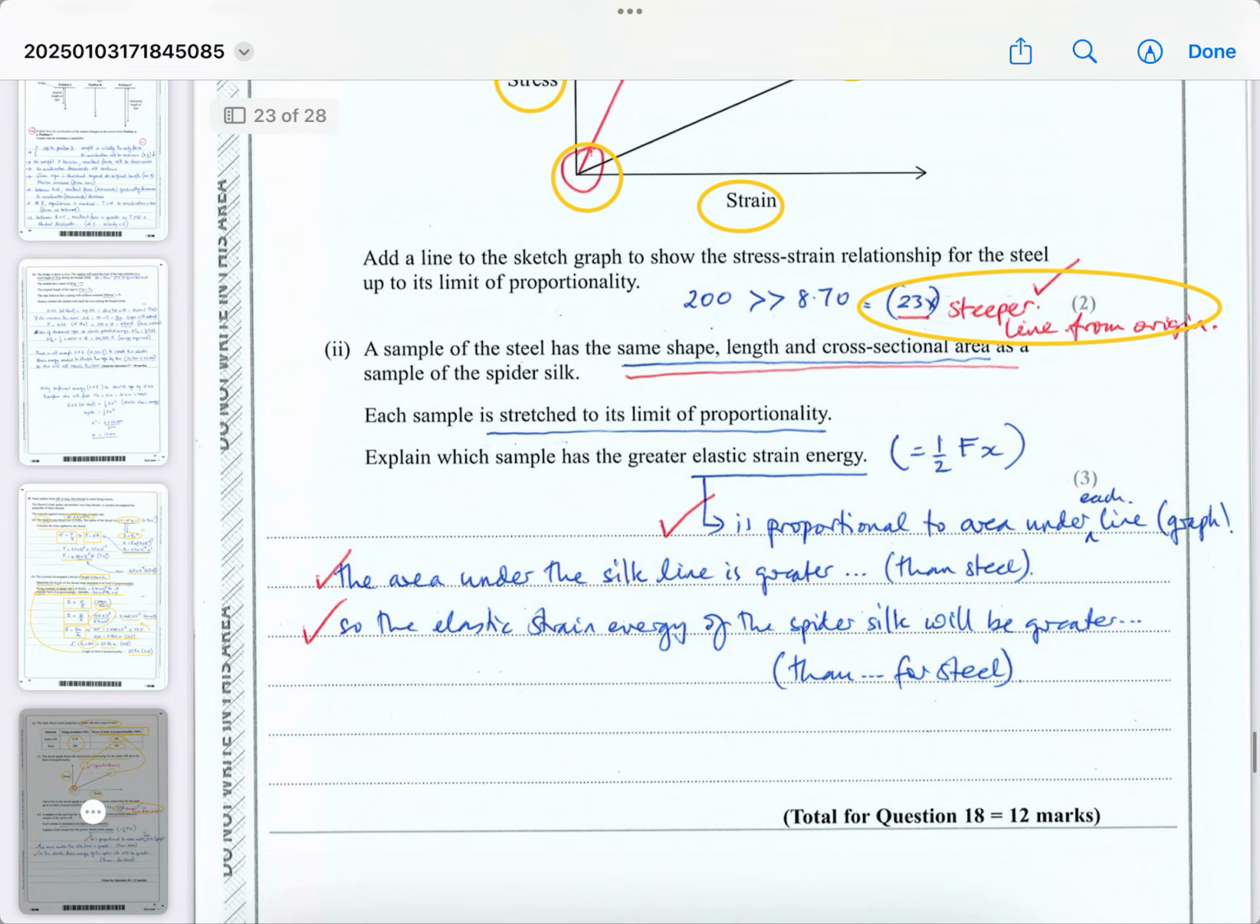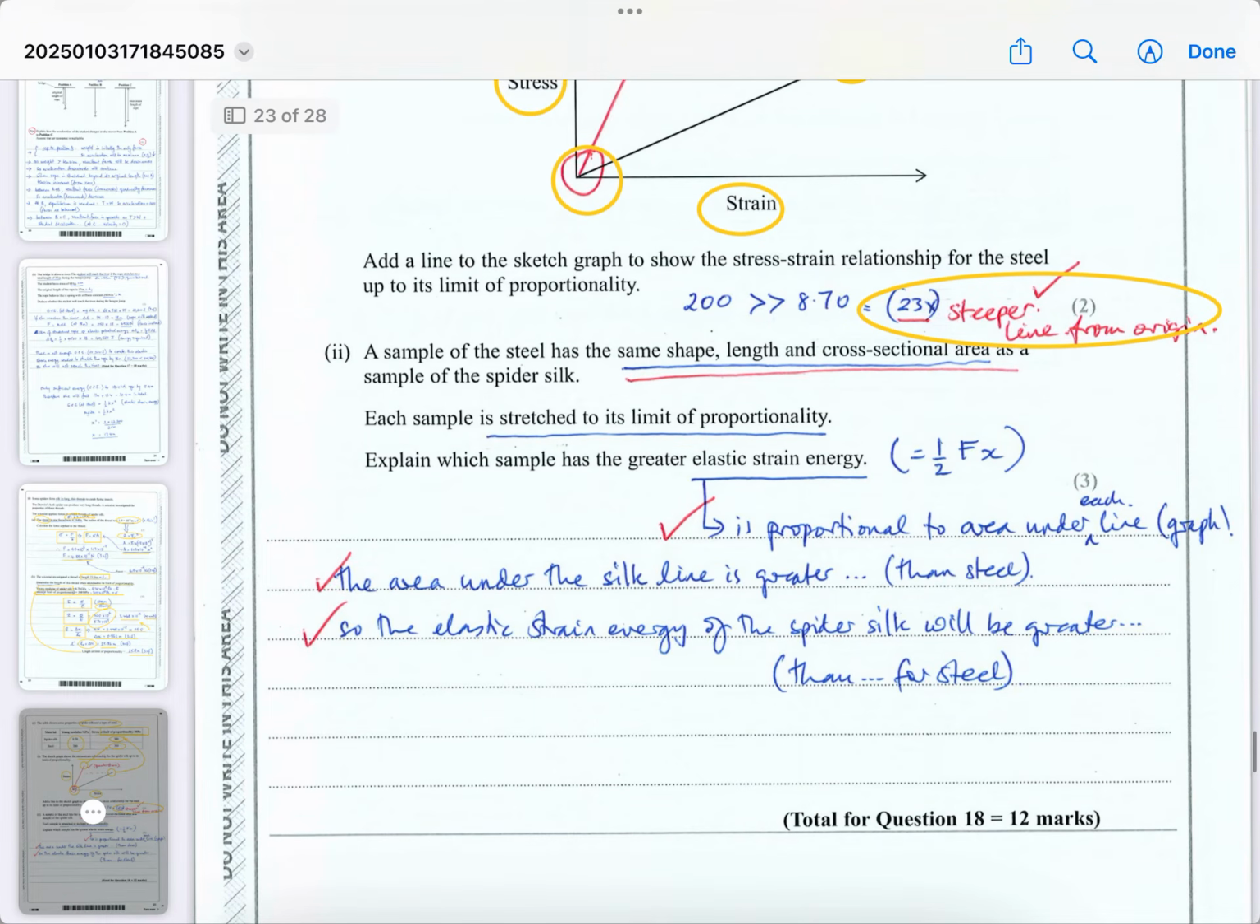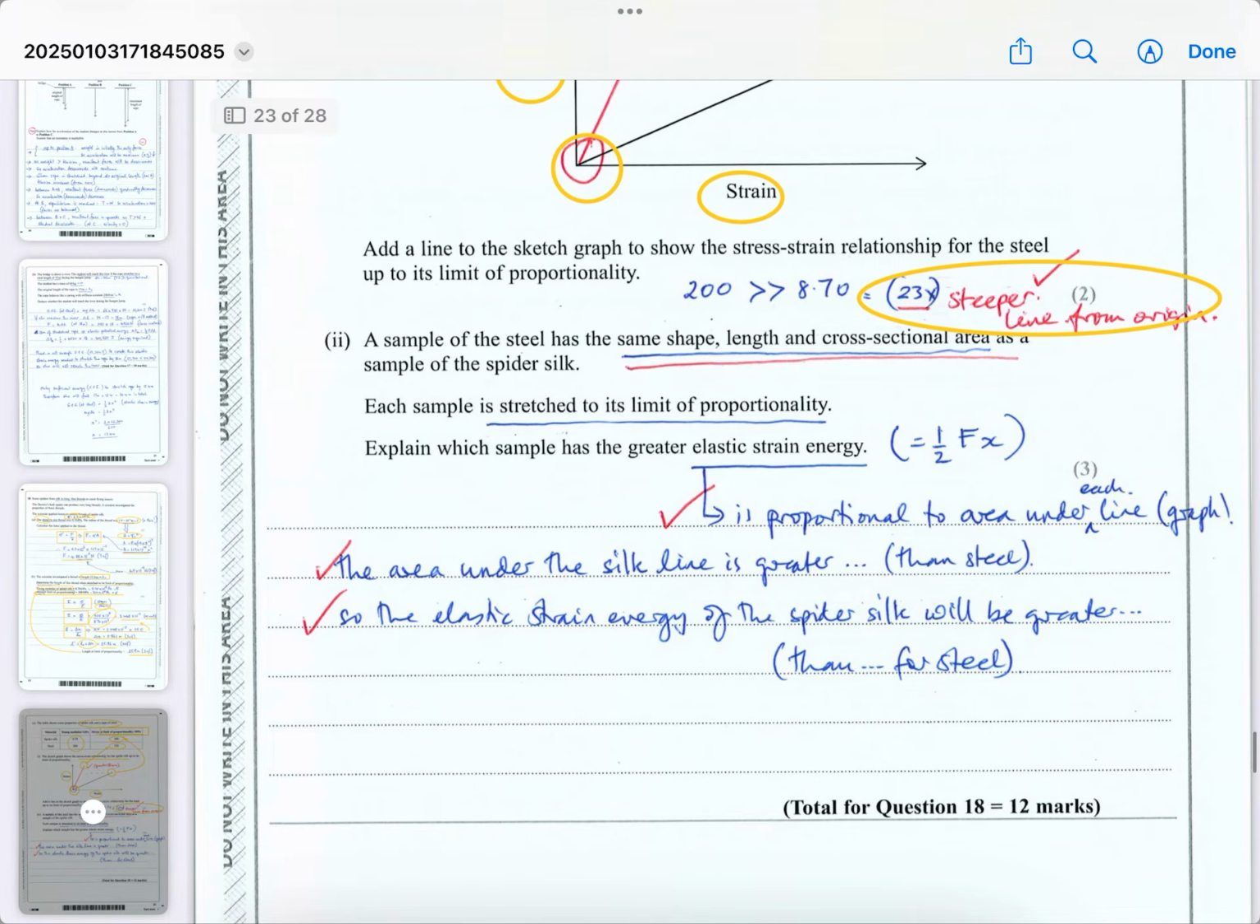All right, so that's a nice 2 marks, easy, as long as you've interpreted the data given above the graph correctly. A sample of steel has the same shape, length, and cross-sectional area as a sample of silk. So all these are basically making sure that you're doing a fair comparison. Each sample is stretched to its limit of proportionality, in other words, up to the point where it's still a straight line graph. And then explain which sample has the greater elastic strain energy.